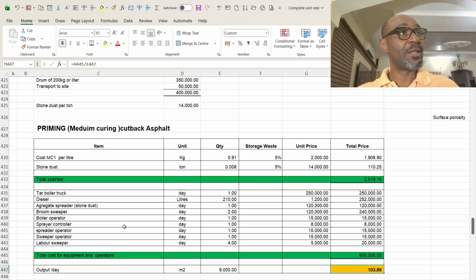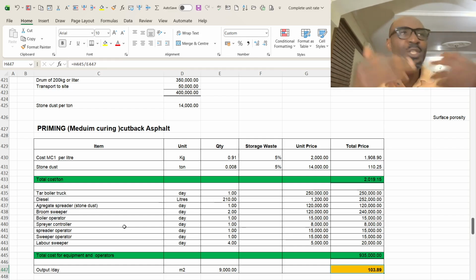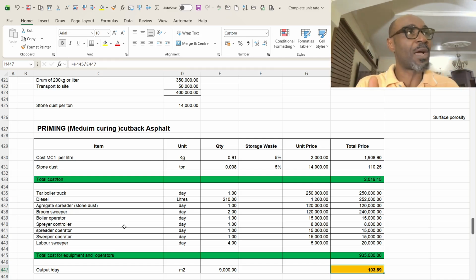Sometimes they use a roller to roll over the stone dust after spraying. So you can as well add one, depending on the peculiarity of what you want to do. The equipment is not exhaustive. Some could still add a drum roller that, after spraying the stone dust, comes over and rolls over the dust just to make it bind properly. But in this case, I'm not considering a roller.